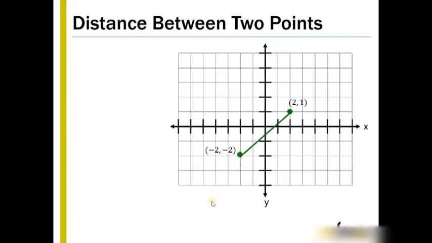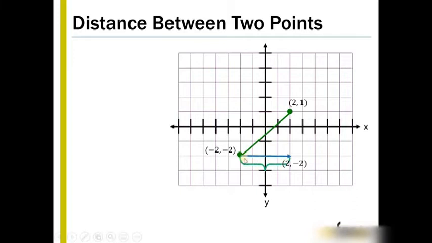Here's another example. This is the point -2, -2, and this is the point 2, 1. This time, the distance between these 2 points is the length of this diagonal line here. This time, the x-coordinates have changed and the y-coordinates have changed. So let's look at the x-coordinates and the y-coordinates separately.